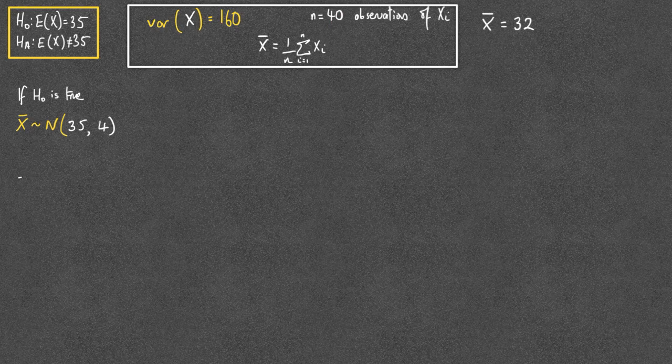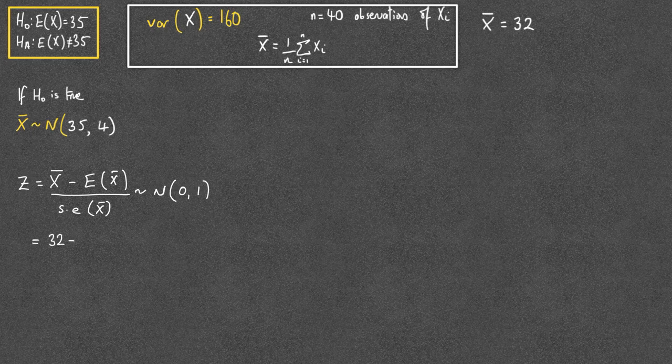And then we can construct our z statistic, which is still equal to x bar minus the expectation of x bar divided by the standard error of x bar, which would be distributed normally with expectation 0 and variance 1, which would be equal to 32 minus the expected value. This is conditional on the null hypothesis being true, so 32 minus 35 divided through by the standard error, which is the square root of 4, which is equal to minus 3 over 2, or minus 1.5.